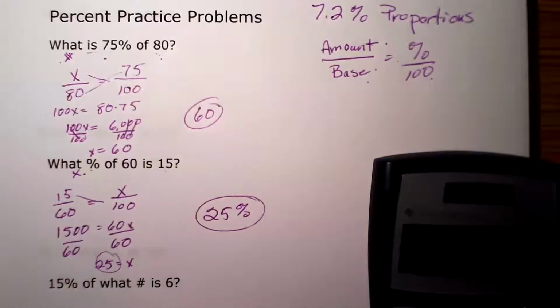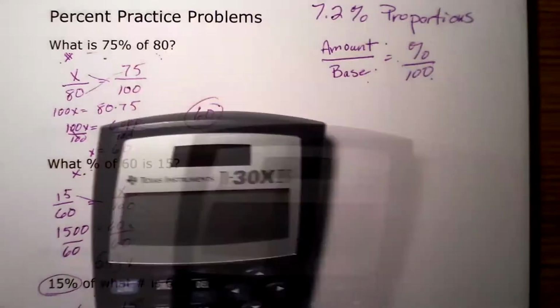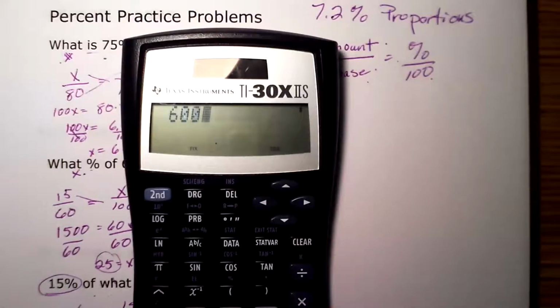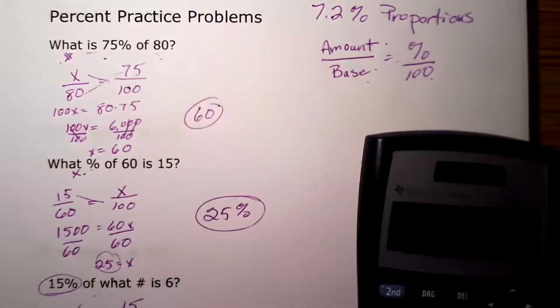Again, we're going to do amount over base equals something over 100. We know the percent is 15%, so that's what goes over the 100. 15% of something, which we don't know what that is, so that goes here, is 6. So I'm going to do 6 times 100 is 600 equals 15 times x. Divide by 15. So 600 divided by 15 will give us our answer. It's 40. So we found out that 15% of 40 is 6.